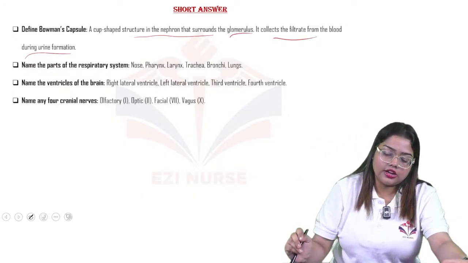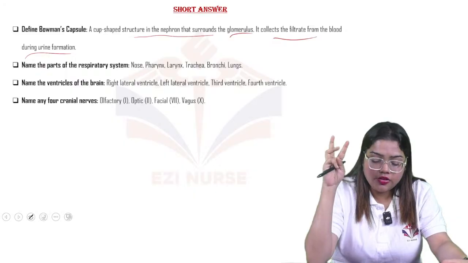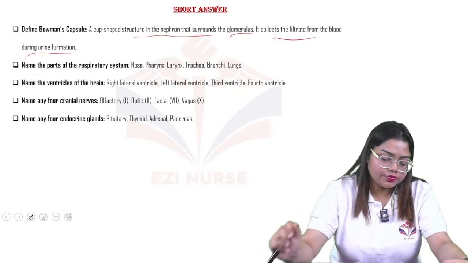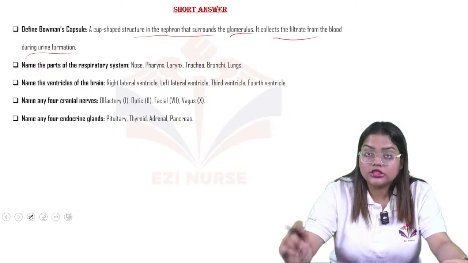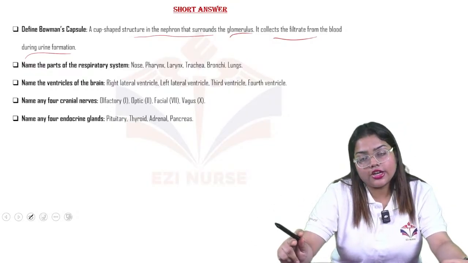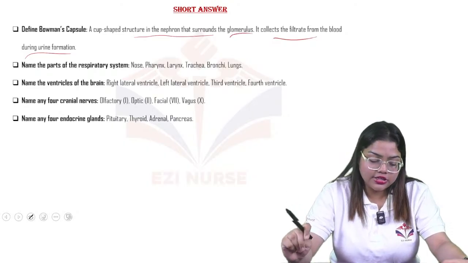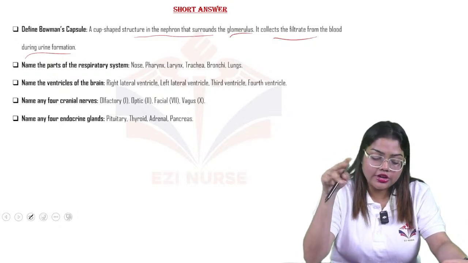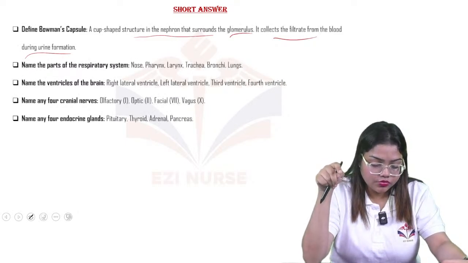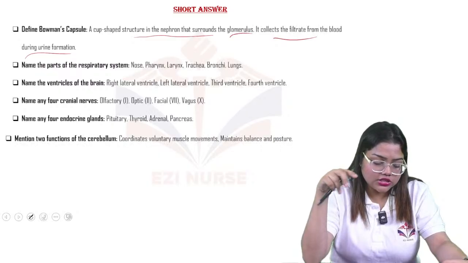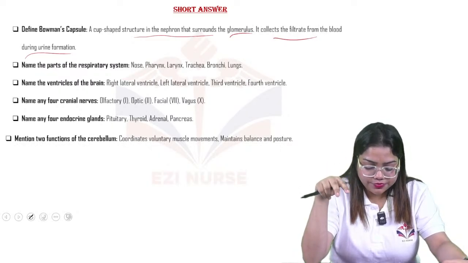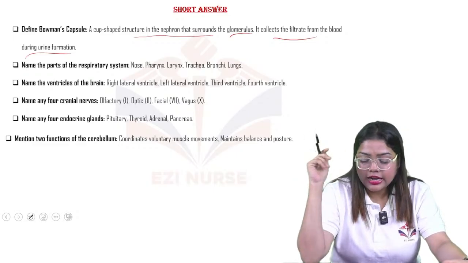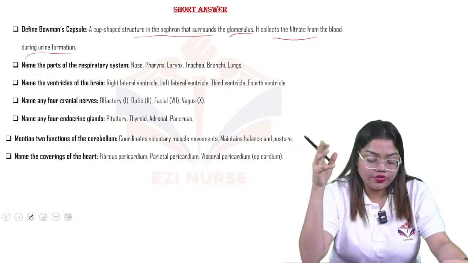Name four cranial nerves: olfactory, optic, vestibulocochlear, facial, vagus, okay. Then name four endocrine glands: pituitary gland, thyroid gland, adrenal gland and pancreas. Remember, pancreas acts as both endocrine and exocrine gland, okay. Then the next question is the two main functions of the cerebellum. Cerebellum coordinates voluntary muscle movement and it maintains the balance and posture of the body.